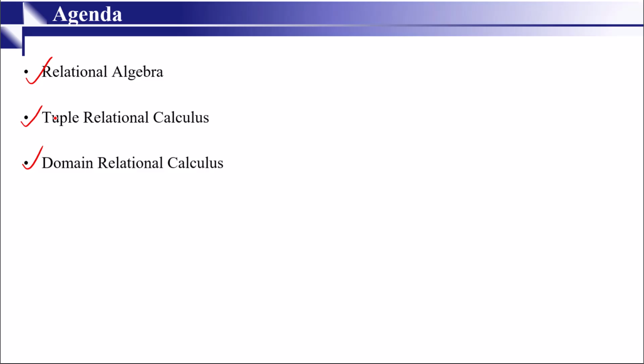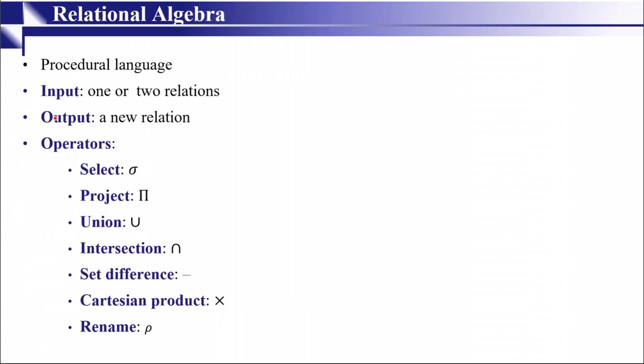These concepts form the backbone of formal query language in databases, and understanding them is crucial for working with relational models. Relational algebra is a procedural language, meaning it specifies how to retrieve data step by step. It takes one or two relations as input and produces a new relation as output, right?